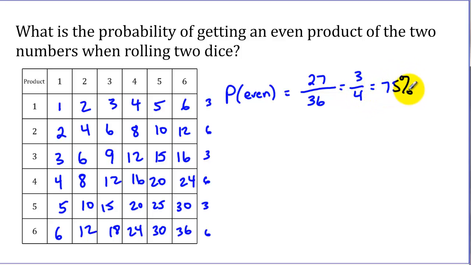Now some of you might have guessed that there was a 50-50 chance of even, but by the way number multiplication works out, it ends up being 75% of the time.